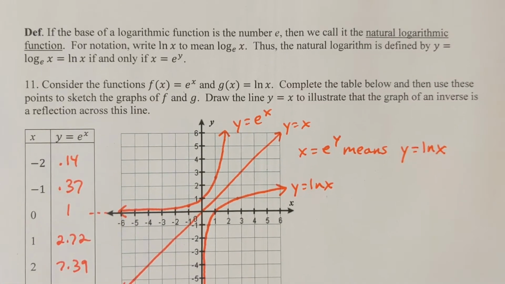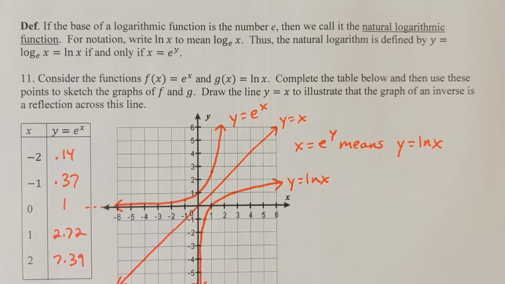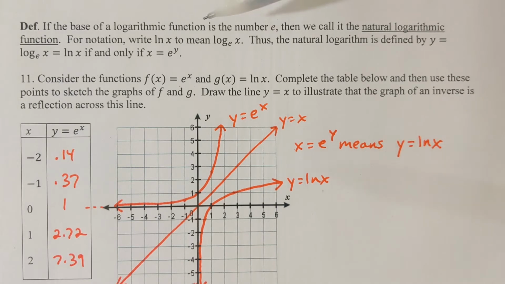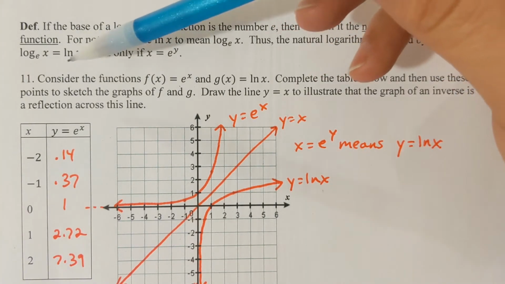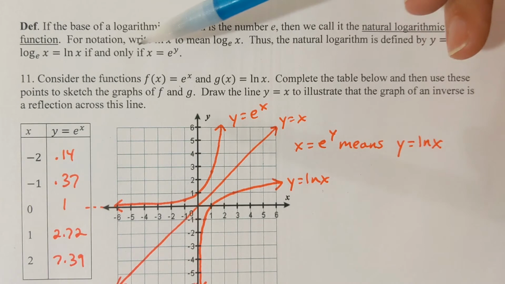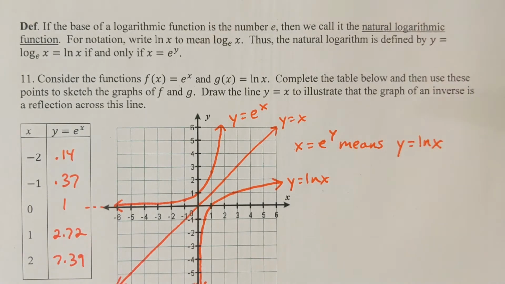Here's another definition. If the base of a logarithmic function is the number e, then we call it the natural logarithmic function. For notation, we write the ln of x to mean log base e of x. You'll see that in all math books. The natural logarithm is defined by y equals log base e of x, or y equal the ln of x, means the same thing, if and only if x equal e to the y.